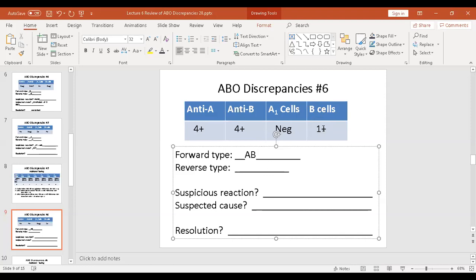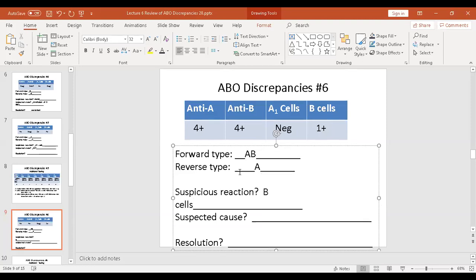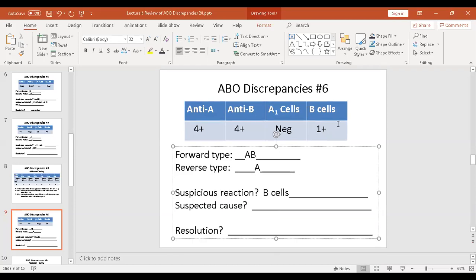And so this reverse typing, which blood group has anti-B? Type A. Okay, so this is a discrepancy. So forward typing as AB, reverse typing as A. We have to resolve it. So once again, we want to look at our reactions and think, well, which one is missing or weak? And in this case, it's an instance of a weak reaction. So we want to suspect our B cells because they are reacting more weakly. What could be the cause here?